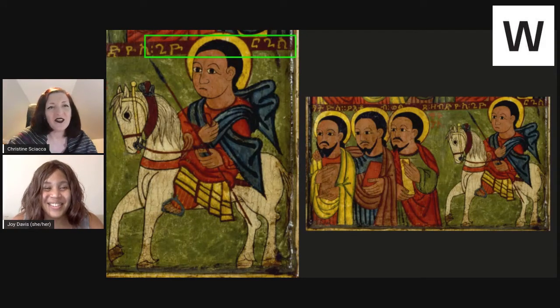And when you zoom in on that figure on horseback, right above his head, his name is written out on both sides of his halo. And it reads Gi Yor Gis. Some of you might remember that word from before when I mentioned the Church of Beta Georgis, which is House of George. So what we have here is Saint George on horseback, and he was one of these really key figures, and still is, in the Ethiopian Orthodox Church. So he gets pride of place in this icon and in many icons from the Ethiopian context.